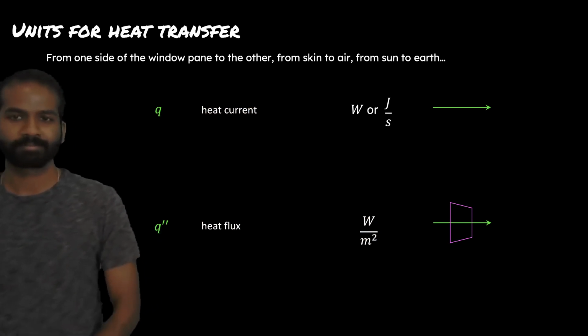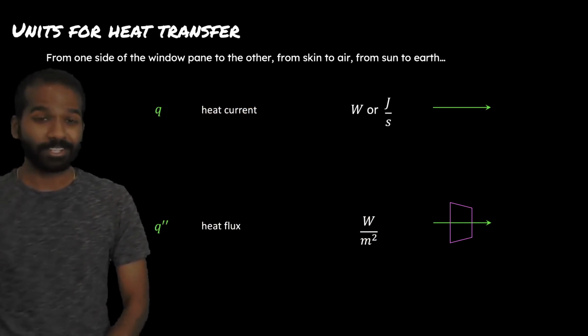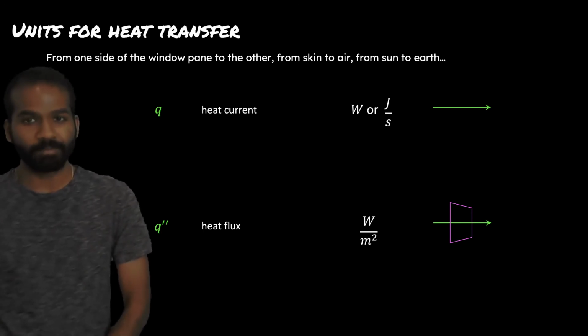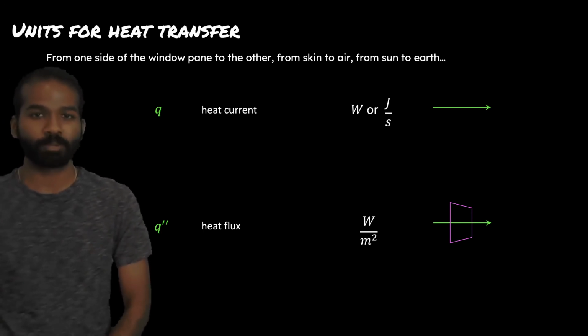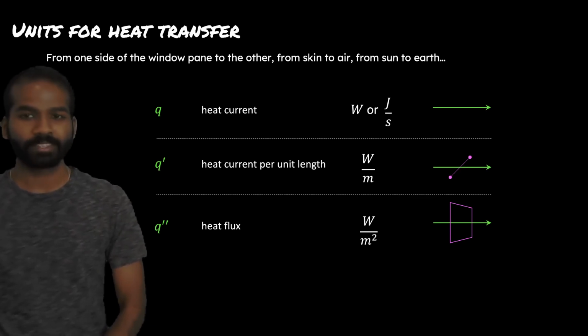It makes sense when we look at these quantities that in addition to there being a heat current, which has units of watts, and a heat flux, which has units of watts per meter squared, that there could also be a quantity which carries units of watts per meter. We refer to this as heat current per unit length, Q prime.